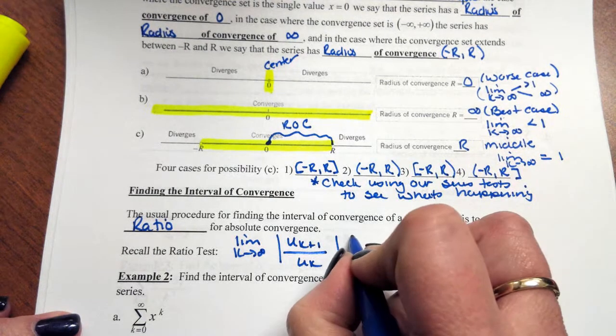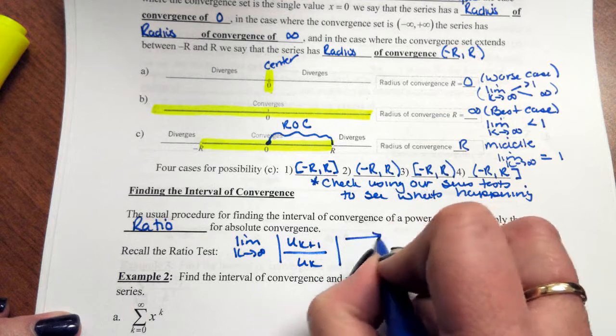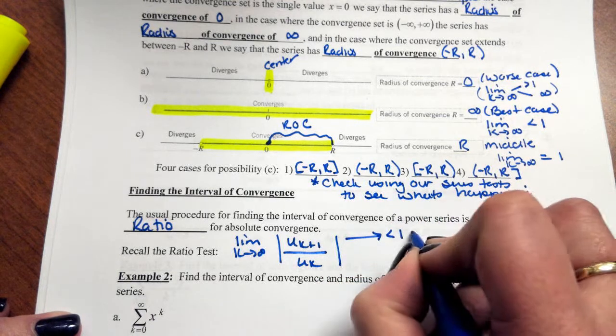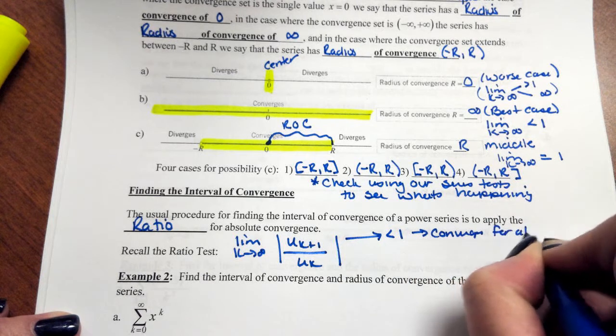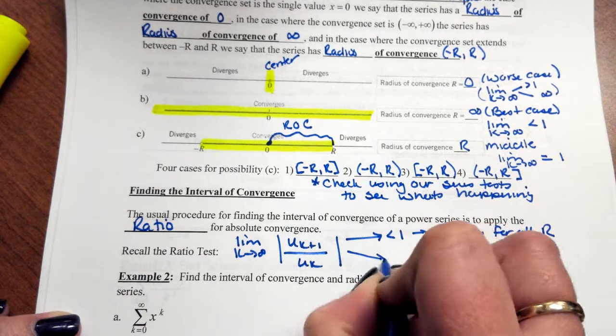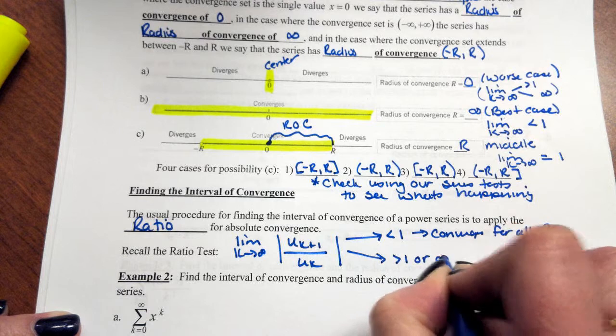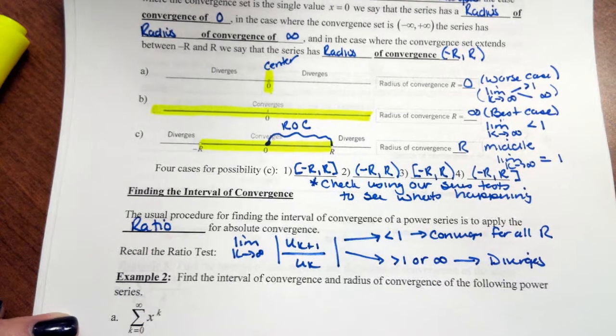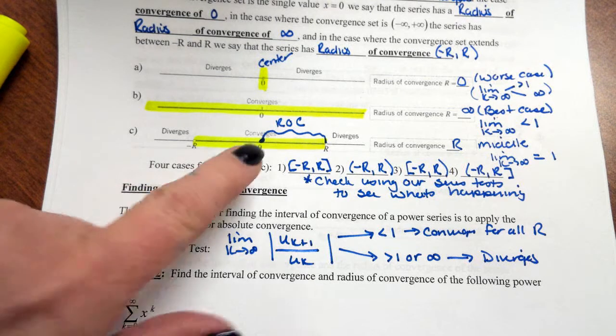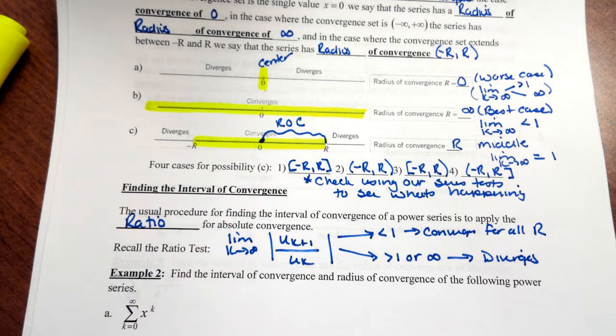So remember, if this limit is less than 1, it converges for all real. If it's greater than 1 or infinity, it diverges. Remember, if it's equal to 1, you're going to end up with that middle case scenario where we actually are going to have to find what's happening at the endpoints.